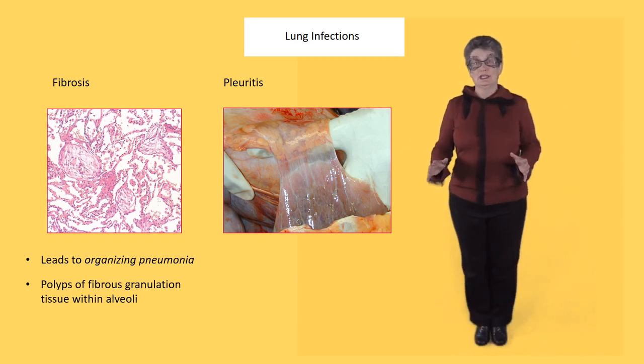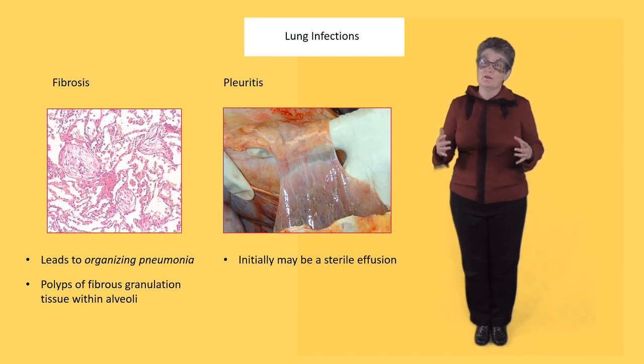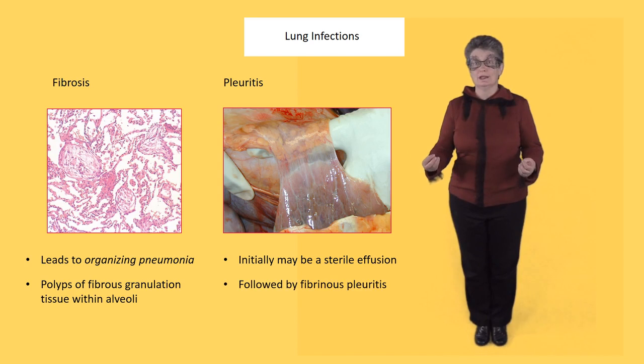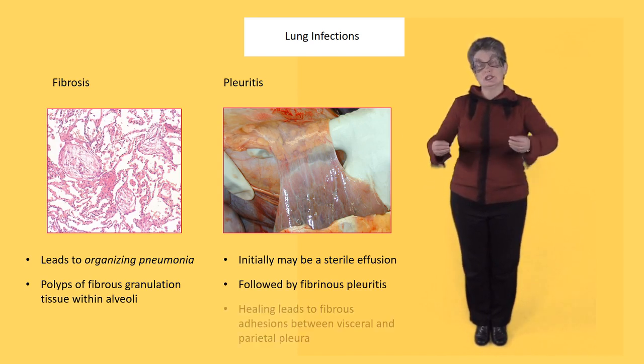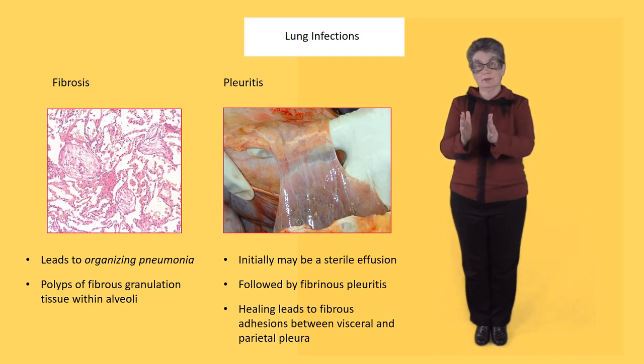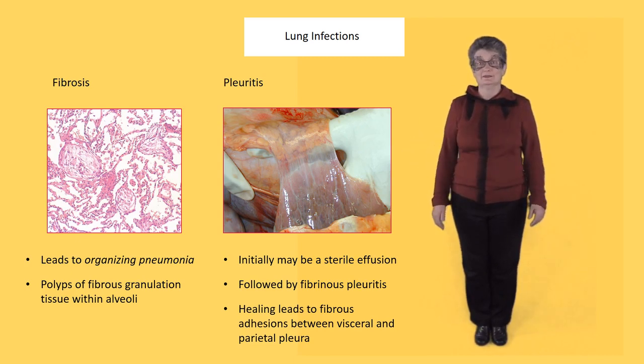Another complication is pleuritis. Initially in pneumonia, there may be a sterile effusion. This can be followed by exudative fibrin, leading to a fibrinous pleuritis. This will give the typical pleuritic pain. Healing then leads to fibrous adhesions between the visceral and parietal pleura, leading to long-standing pain and fixation of the lung within the pleural space.